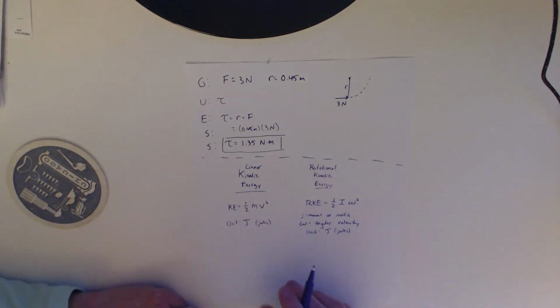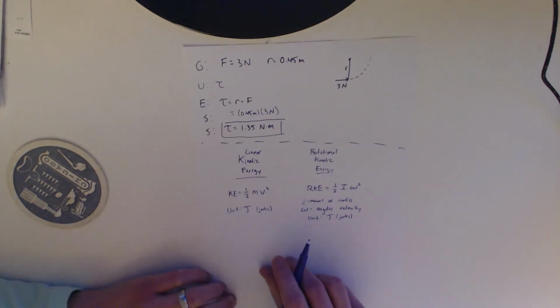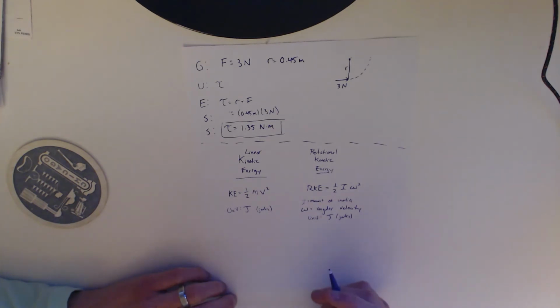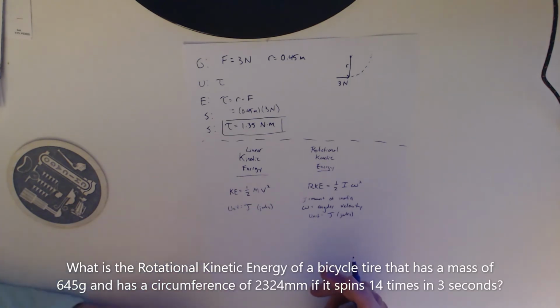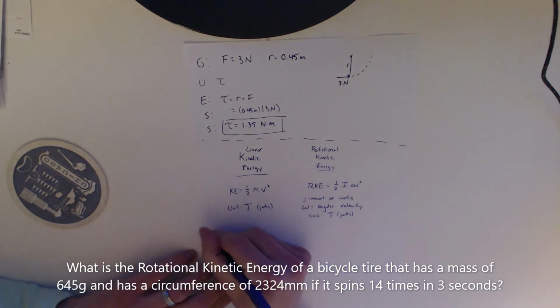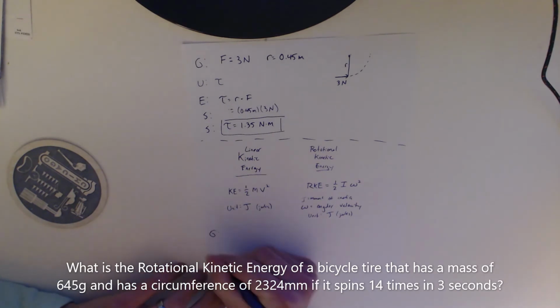The sample problem, and this is from the rotational kinetic energy slideshow that was posted, is: what is the rotational kinetic energy of a bicycle tire that has a mass of 645 grams, has a circumference of 2,324 millimeters, if it spins 14 times in 3 seconds? So this one, there's quite a bit of unit conversions we have to do.